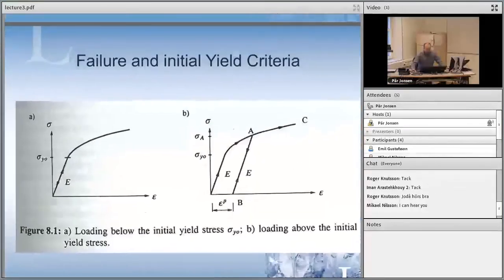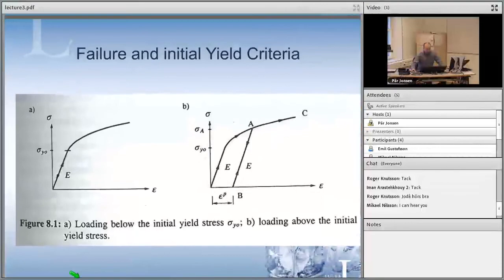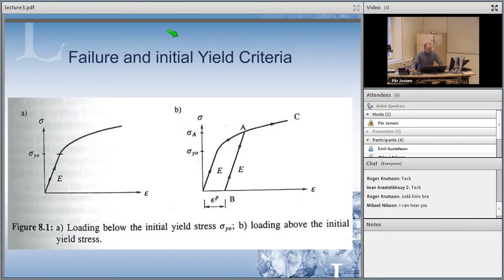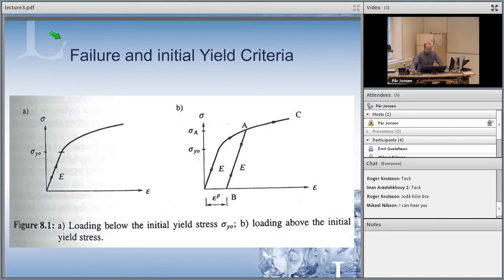So we start up then with failure and initial yield criteria. So far in the course we have just been looking at this part here. This is the elastic modulus. And if you cross this point here, you will have permanent deformation of the material. And this can be either that you fail the material, or as we have in this case, this seems to be like a steel material, you will have hardening of the material.